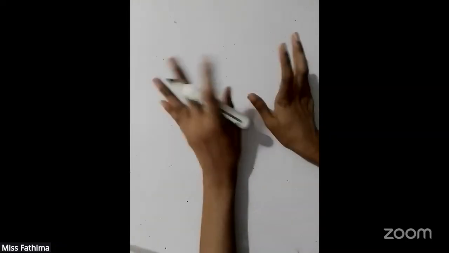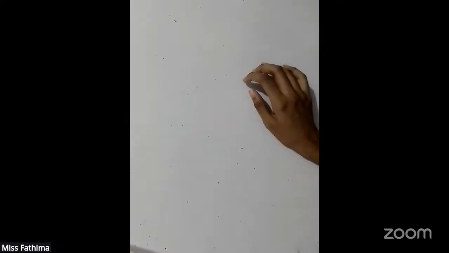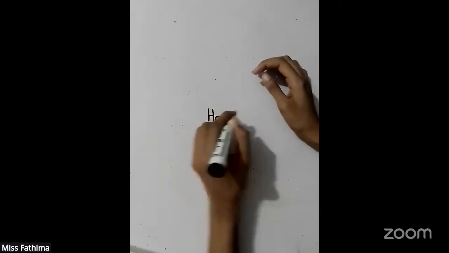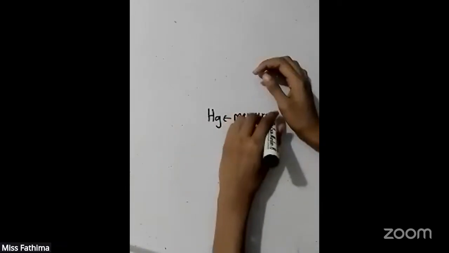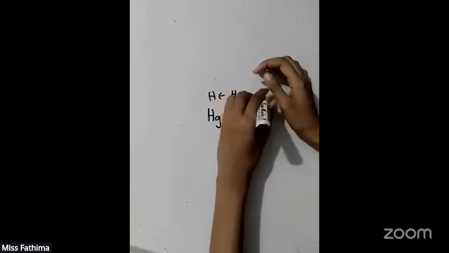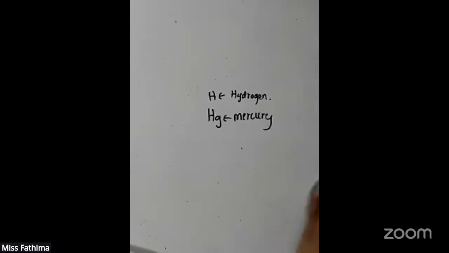Okay, now let's get into the lesson. So whatever I did was like preparing for the lesson. Now we are going to get into the lesson. H is hydrogen. H and G is mercury. This is mercury. This is hydrogen. Right. So then let's get into the lesson.